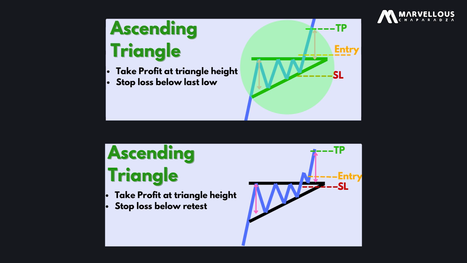This ascending triangle can be found in a bullish market. If you draw support and resistance trend lines and you see it forming a triangle like this one, it's an ascending triangle. You can see the price movement seems to be trapped within the triangle, but then it breaks out.